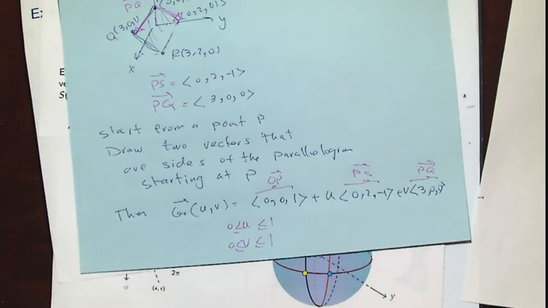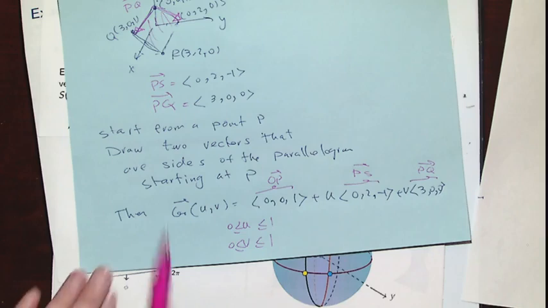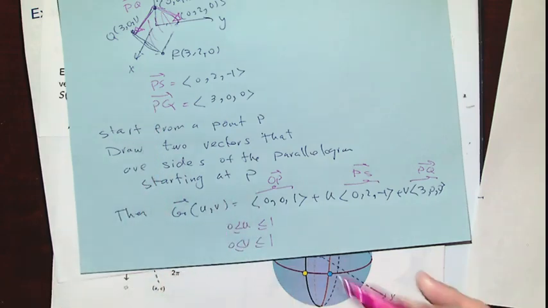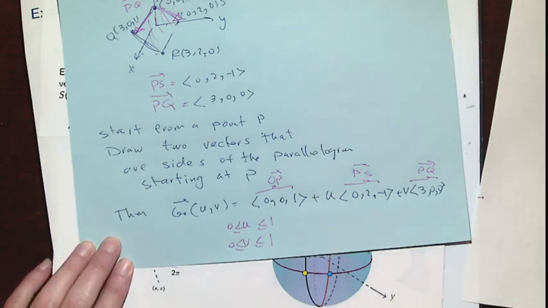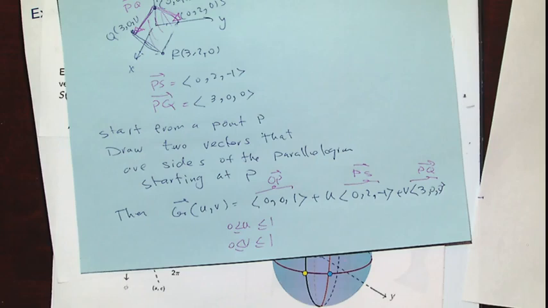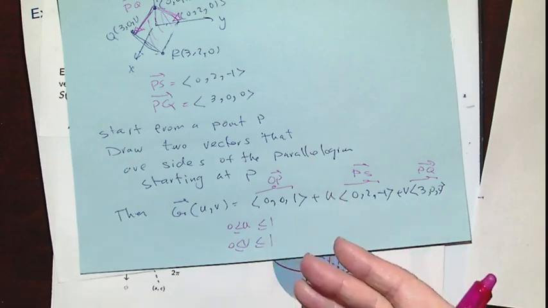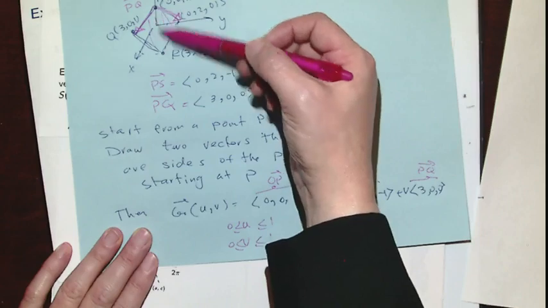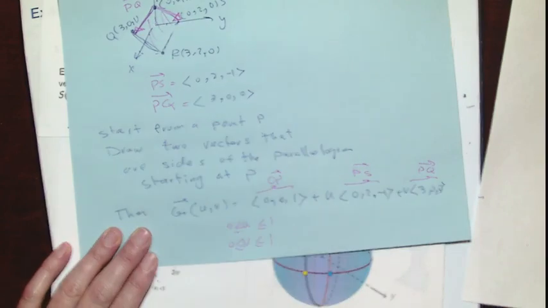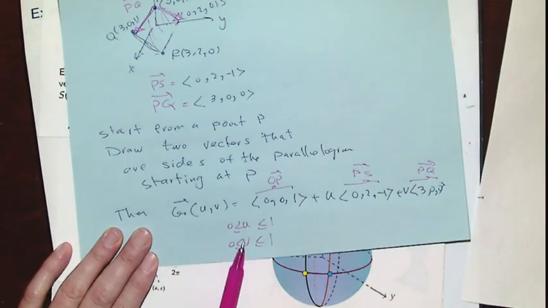Okay. Questions? So what did I do? I started from a point, drew two vectors that are sides of the parallelogram. If I draw any two vectors that are not found in this way, like if I had chosen this vector and that vector, then the bounds for the parameters would not be 0 and 1.